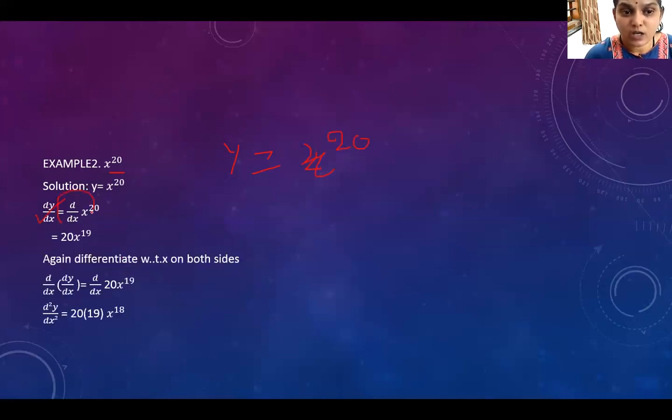Similarly, I have x raised to 20. You will call this y is x raised to 20, this is easy. Then what is dy by dx of this one? n into x raised to n minus 1, so 20 into x raised to 20 minus 1, that is 19. Again differentiate with respect to x on both sides. 20 is kept as it is, into the derivative of x raised to 19, which is 19 into x to the power 19 minus 1, that is 18. This is the second order derivative.